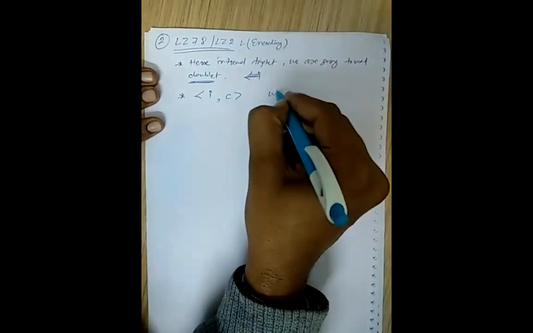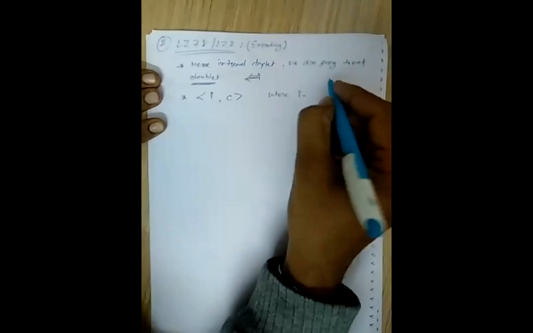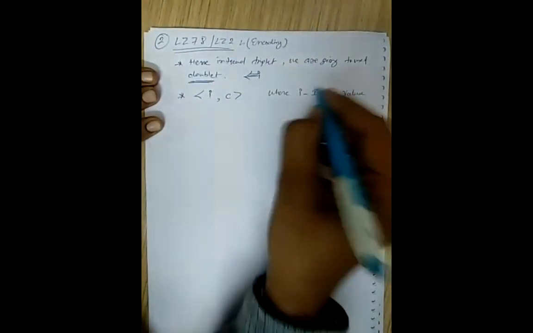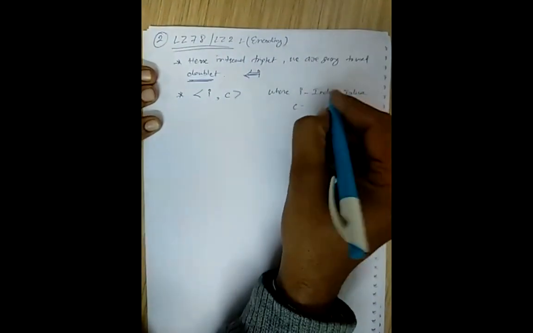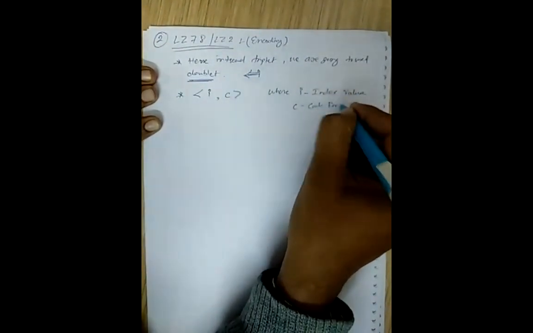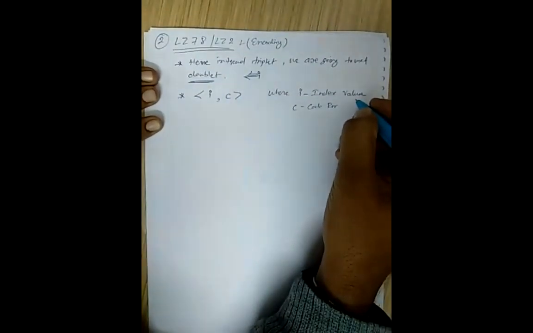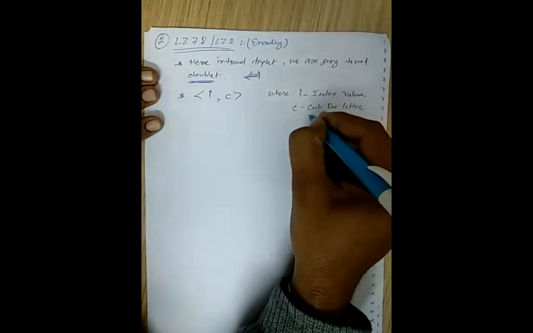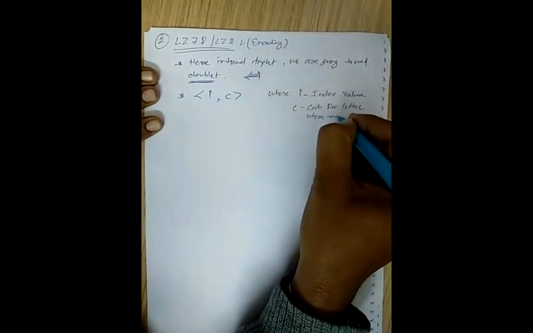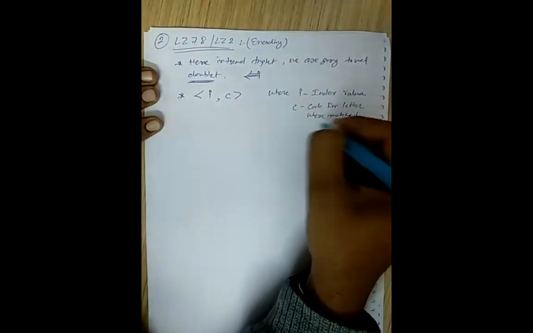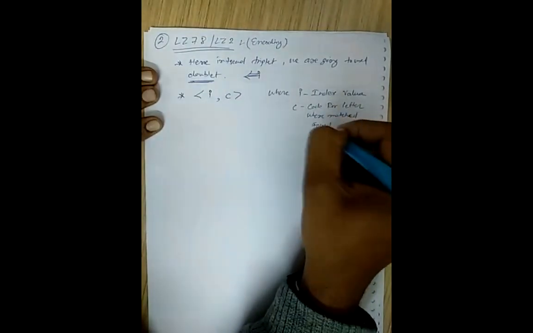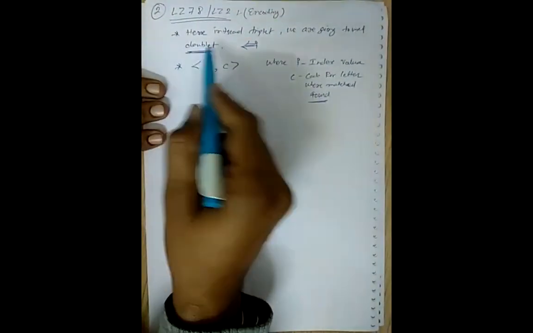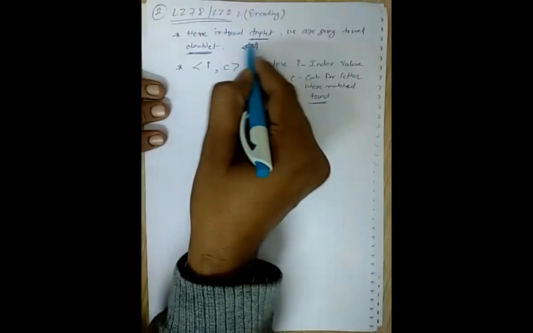Where I represents the index value and C represents the code for the letter where a match is found. Okay, so these are the new things which we are going to disclose. Now instead of triplet, we are going to deal with doublet.